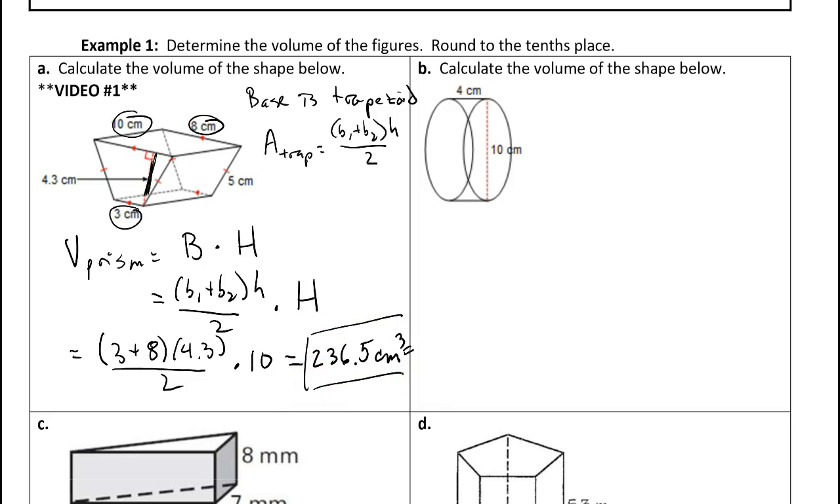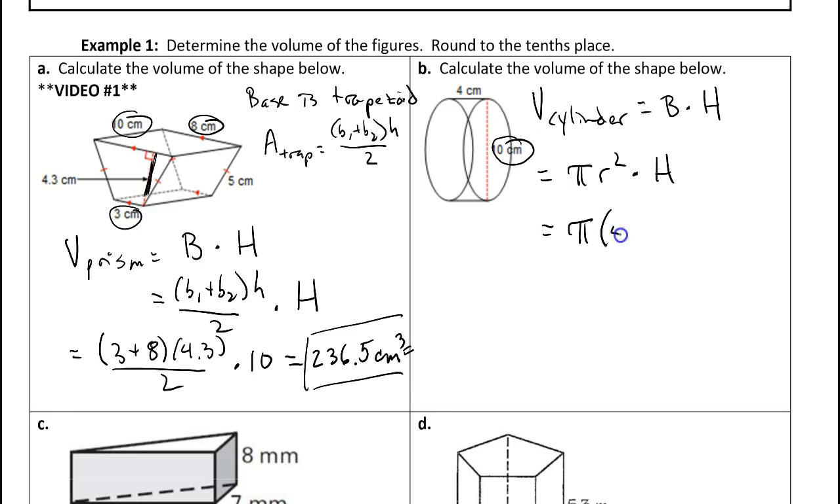All right, moving on to part B. Here we've got a cylinder, and again notice that it's kind of turned on its side, so the bases are on the left and the right side instead of the top and the bottom. So the volume of this cylinder is going to be area of the base times the height. The base is a circle, so that's pi r squared, and we'll have to figure out what the height is. So that's pi times, this whole diameter is 10, so the radius will be half of that, and then the height of the cylinder is 4.